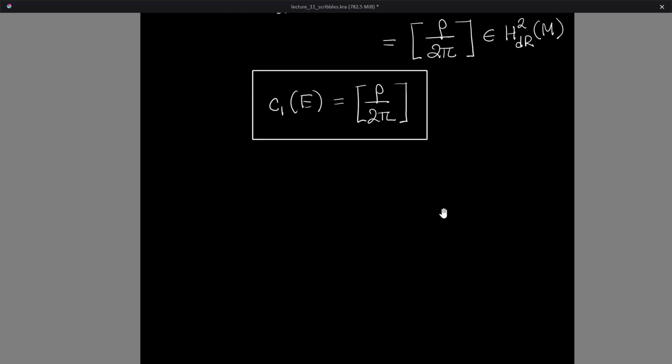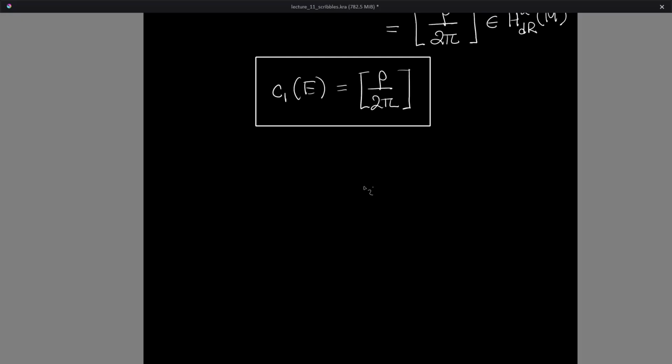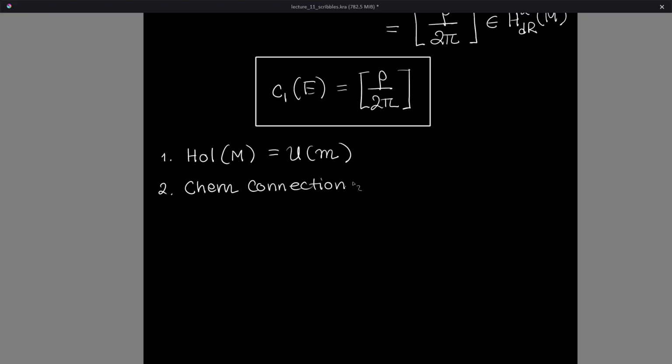So we actually looked at 6 different results, didn't we? One, we saw that Hol M is equal to U(m). We saw that if there's a Chern connection, the Chern connection is equal to the Levi-Civita connection.